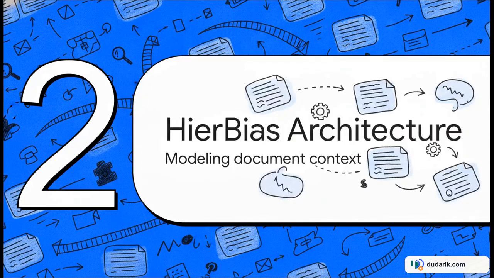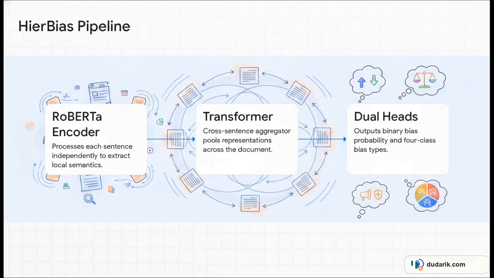Moving right along to Section 2, the HierBias architecture. Let's see how they fix this. This pipeline elegantly replaces that isolated sentence classification. And get this, it does it entirely without needing any manual feature engineering, which is a massive win for developers. It's a clean 3-step process.